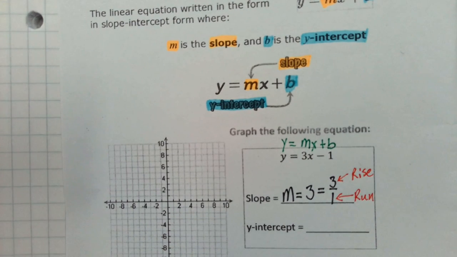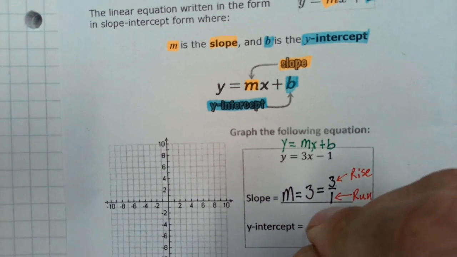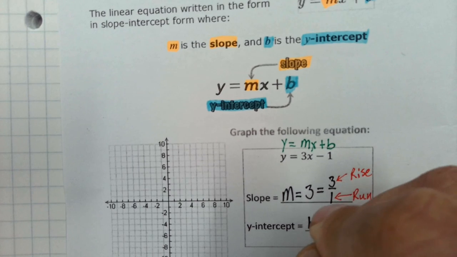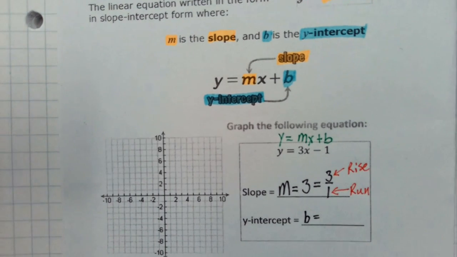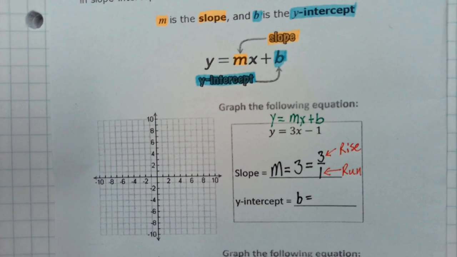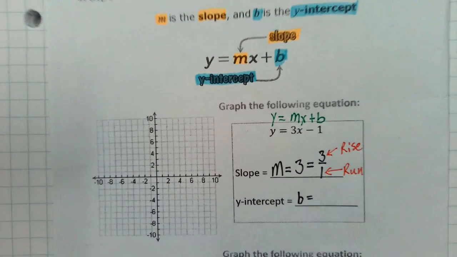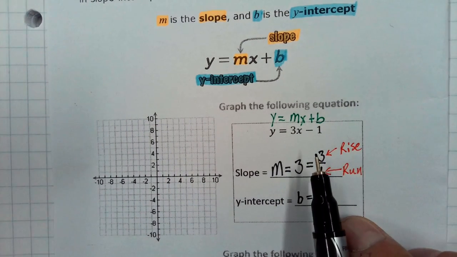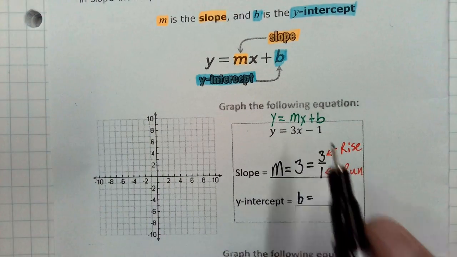So here we go. Let's try finding the y-intercept, the b value. So for the b value, I'm just going to write b. That's what the y-intercept is. And in this case, what number is that? 1. It's negative 1. You want the whole thing there.